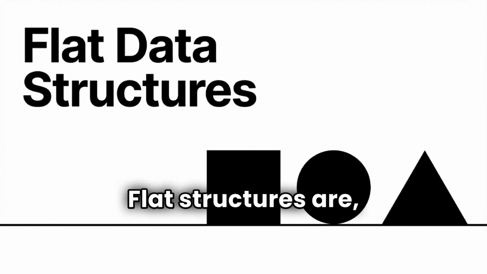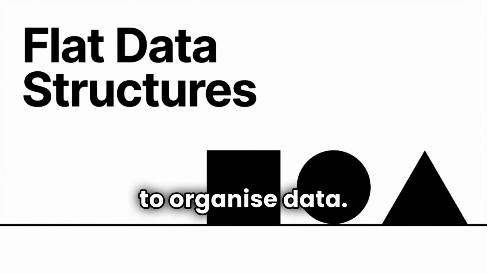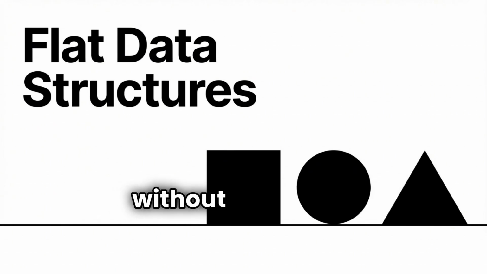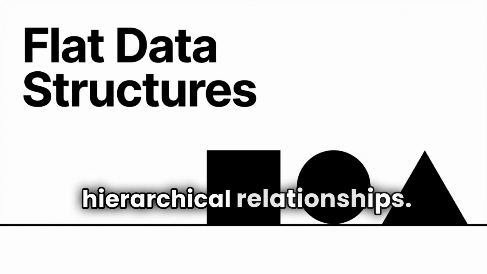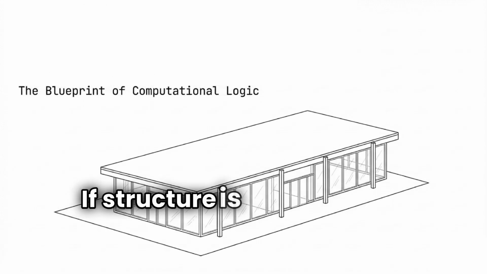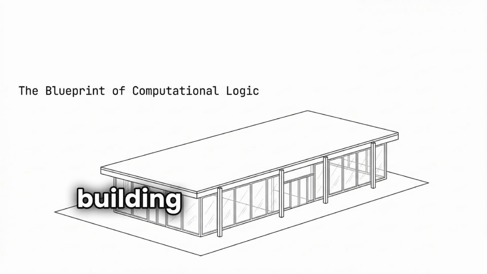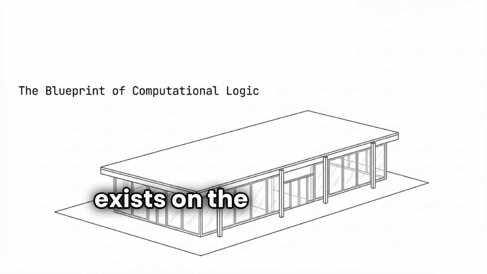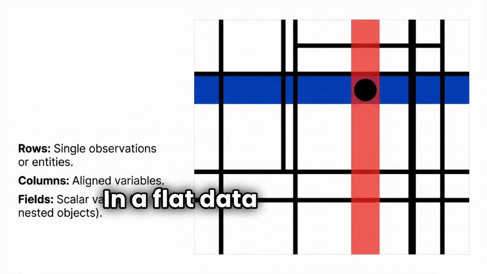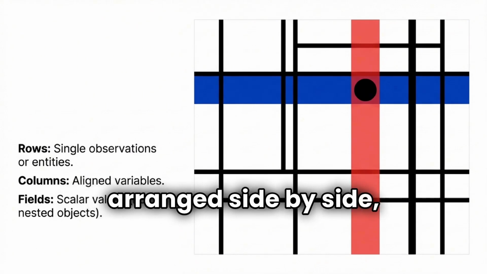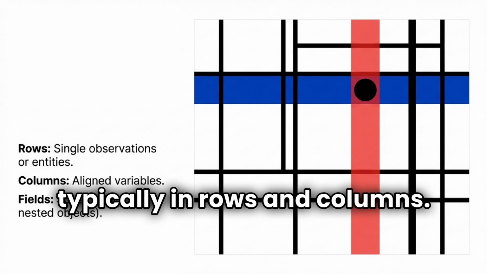Flat structures are the simplest way to organize data. They represent information as a single level of fields, without nesting or hierarchical relationships. If structure is the blueprint of data, then a flat structure is a single-floor building where everything exists on the same level. In a flat data structure, each record contains values arranged side by side, typically in rows and columns.